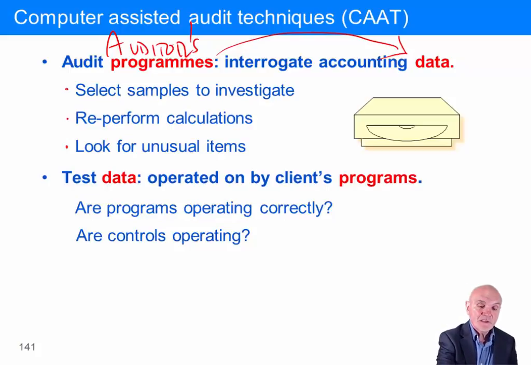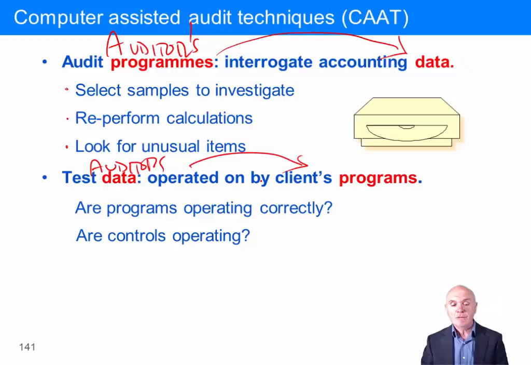Test data is the auditor's data. And this here you subject to the client's or the company's programs. So are the programs operating correctly? Are the controls operating correctly?